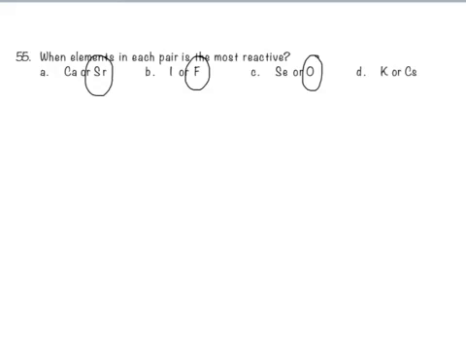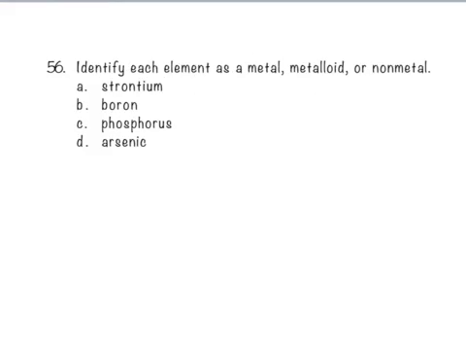And then potassium or cesium. Cesium. It has 1, just like potassium, it's willing to give up. And because that valence electron is much further away, it has a less attraction for it, more reactive. Okay, strontium is a metal. Boron is going to be a metalloid. Phosphorus is going to be a nonmetal. And then arsenic is another metalloid.